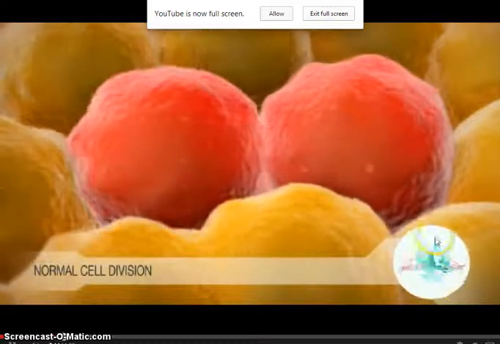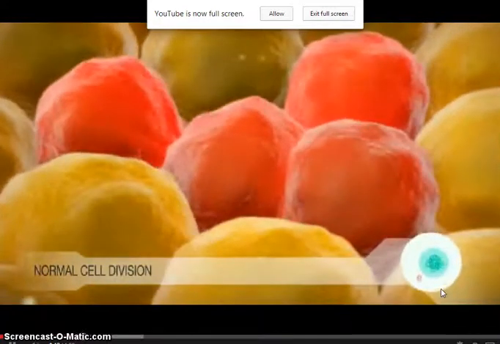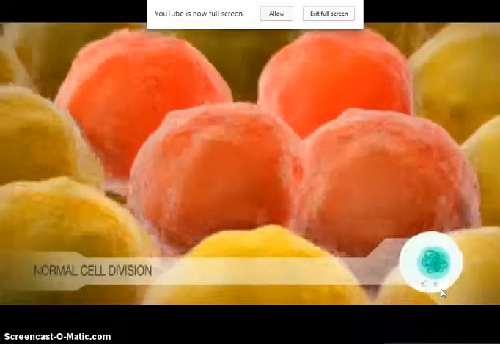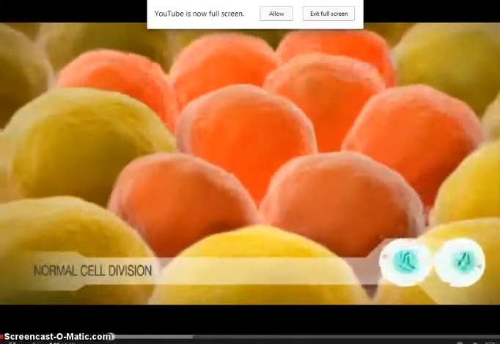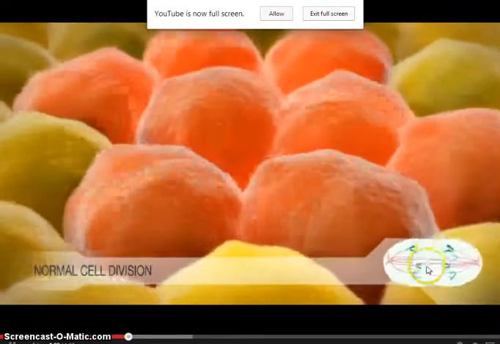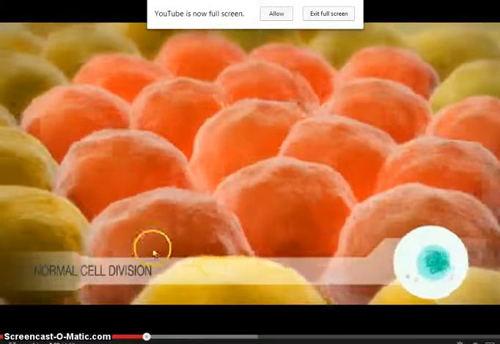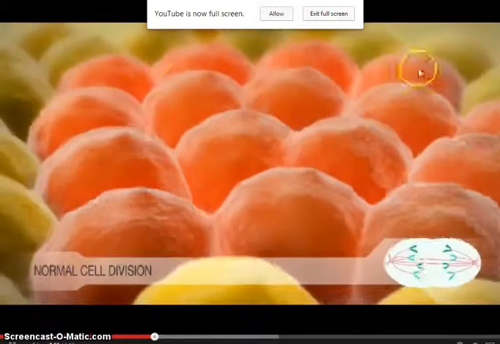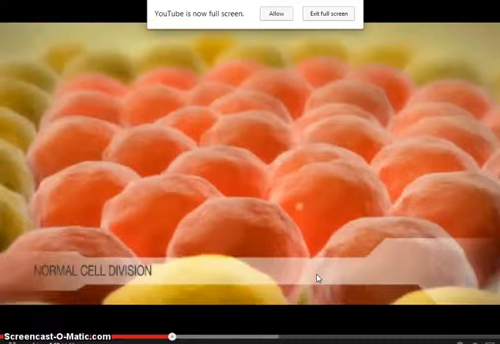And you can see down here the normal cell division is occurring. I guess there's some sound to it. Notice the centrioles form the spindles, line up the chromosomes, divide, make a new cell. And they're inhibited by how much space they have, and so whenever they run out of space, they quit dividing.